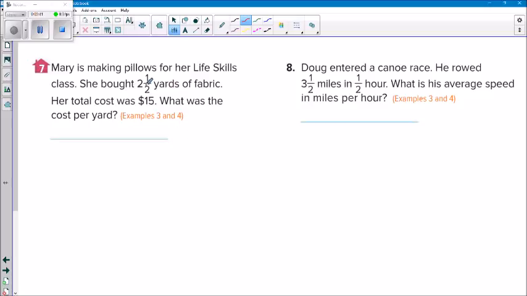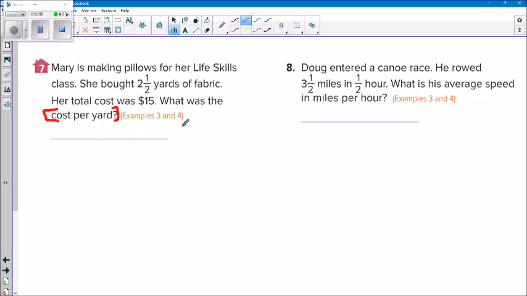Mary is making pillows for her life skills class. She bought 2.5 yards of fabric. Her total cost was $15. What was the cost per yard? First thing, what's the question asking? It wants to know what is the cost per yard.